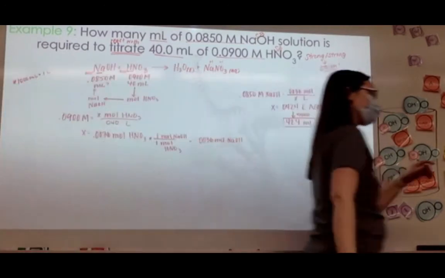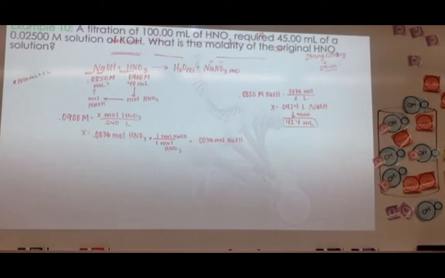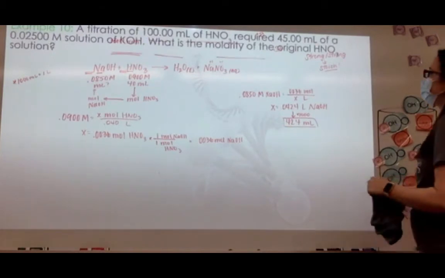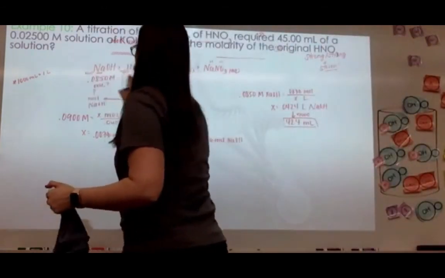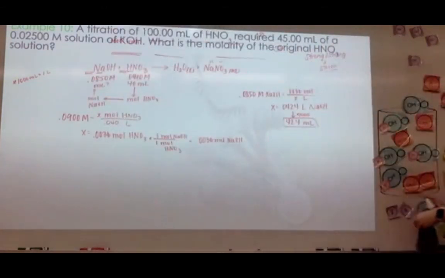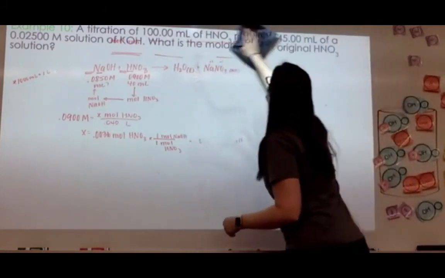So let's look at example 10. This is another stoichiometry problem. So start by reading through the question and labeling. Label the substances, because if it's a strong titration, it's nothing more than a stoichiometry problem.